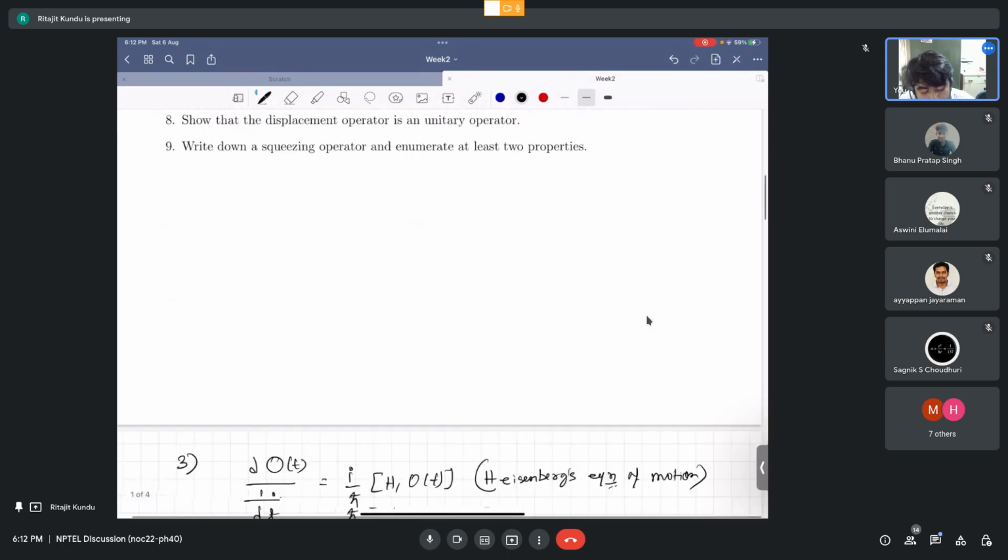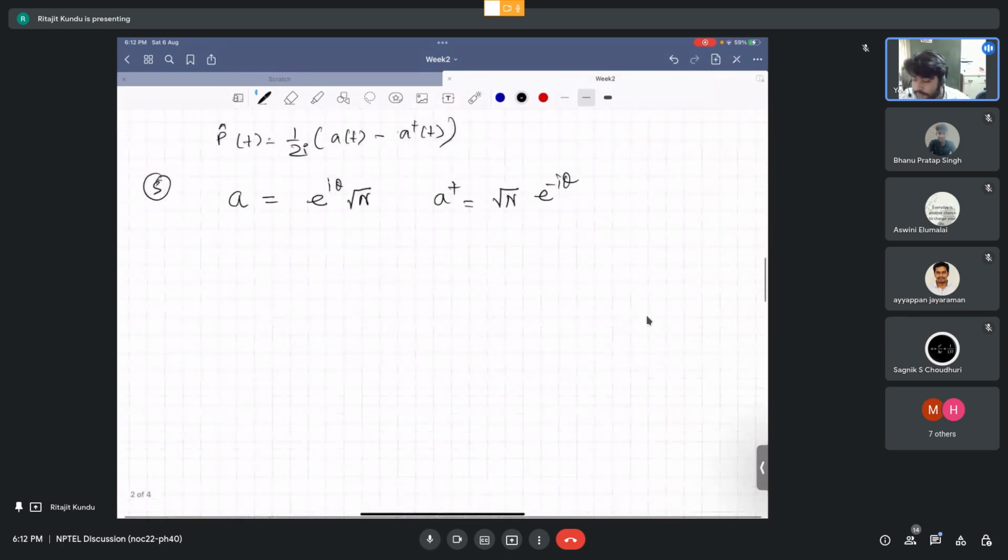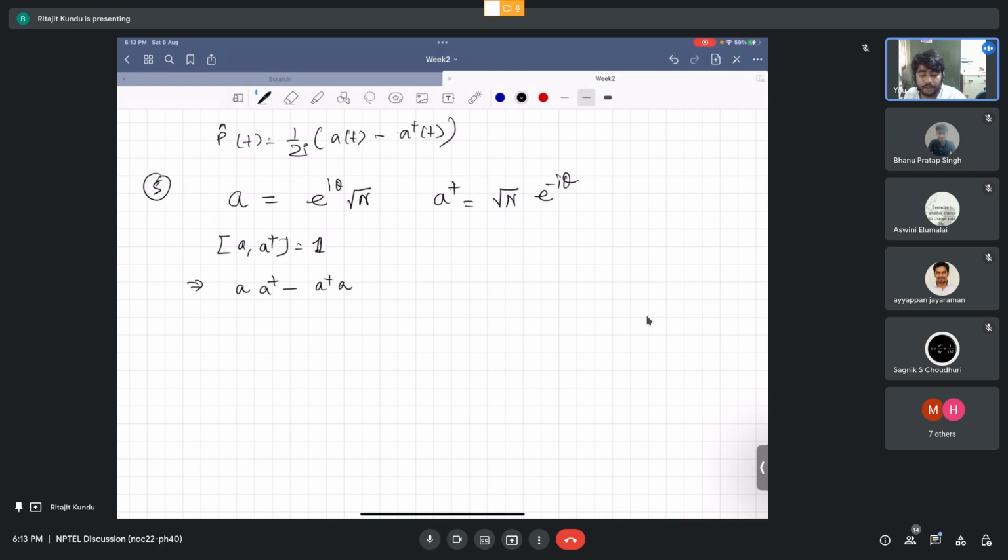Yeah, this is correct. So the first principle: what do we know about the commutation relations? We know only one relation for a and a dagger, which is the most fundamental one. This is just one, right? The commutator of a and a dagger gives you 1. So we can try to see what we get out of this equation. Now let's plug in the a and a dagger from this equation.